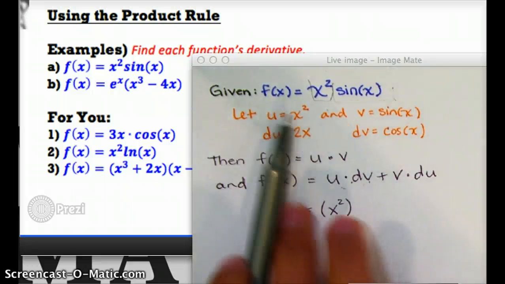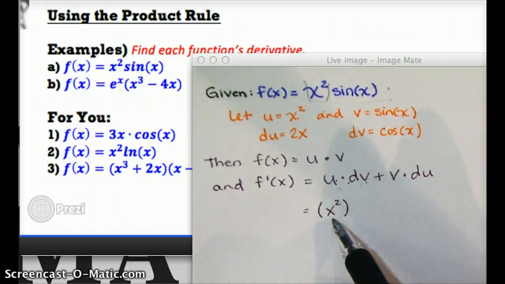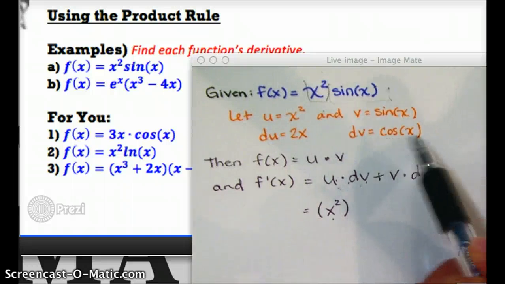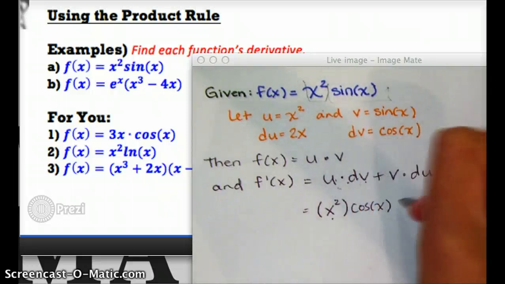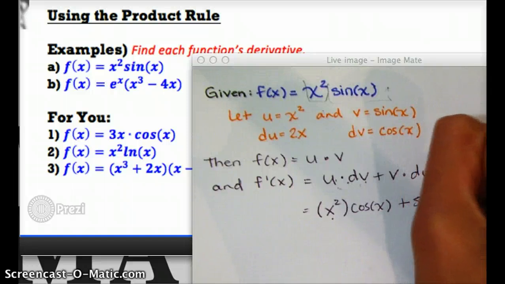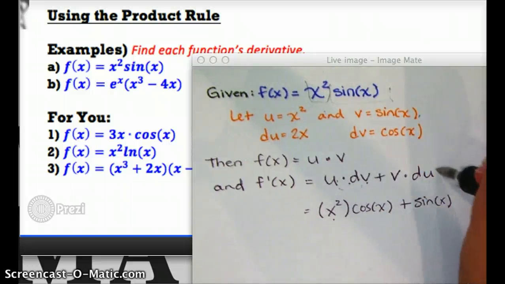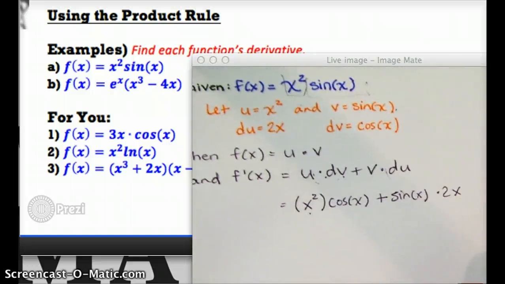Okay, now that we have all 4 pieces, we can plug in. U, we already said, was x squared. dv is cosine of x, and I'm just going to multiply it right here. And then I'm going to add v, which is sine of x, and I'm going to multiply that times the derivative of u, which was 2x. And that's what it looks like.